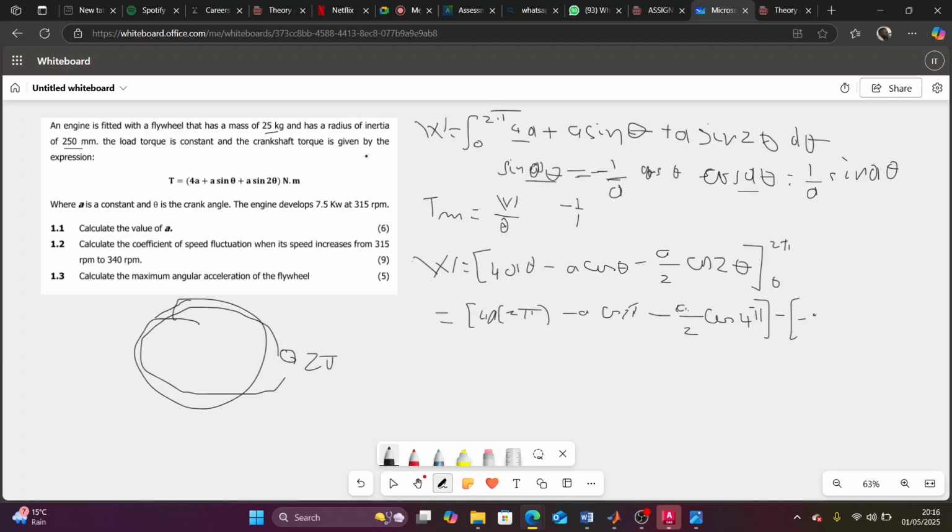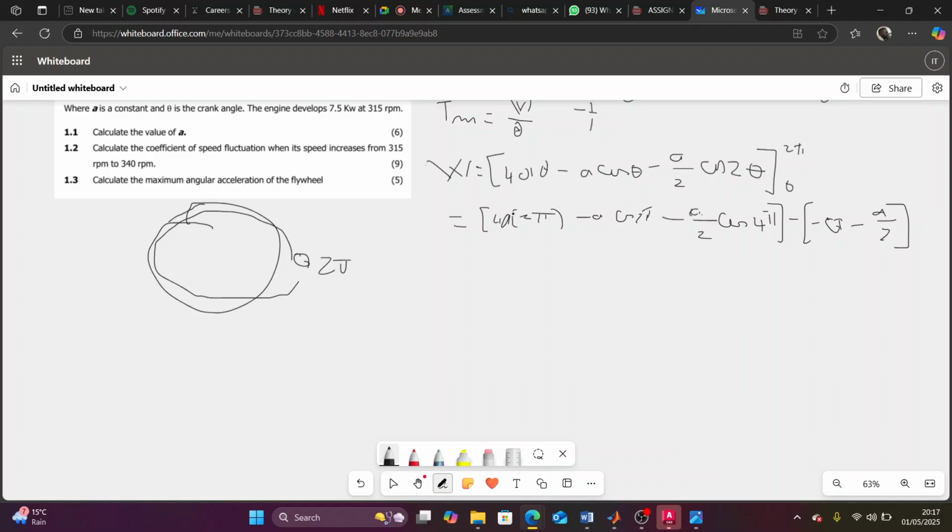Now, do you agree cos 0 is 1? So this one will be simply minus a, and this one will be minus a over 2. Are you with me on this one? Now remember, Angela, I said the answer that you need to get at the end should always be this one. You already know the answer actually.